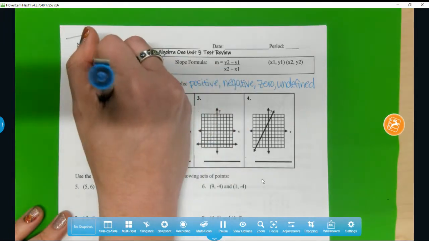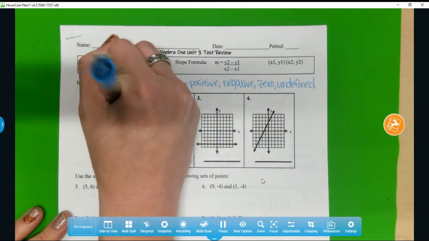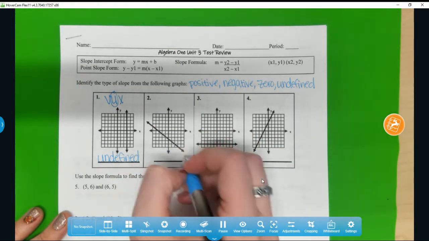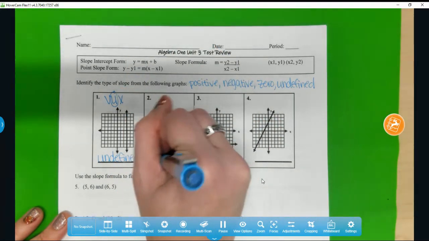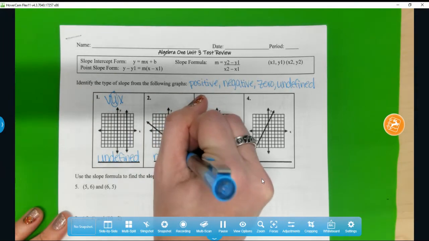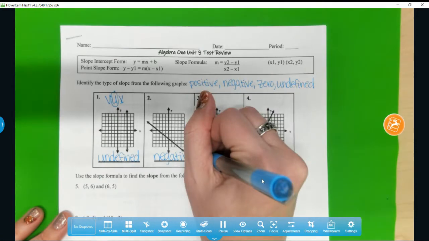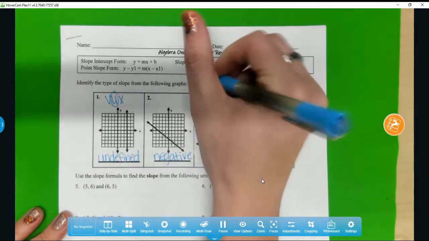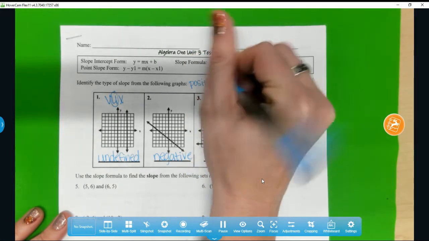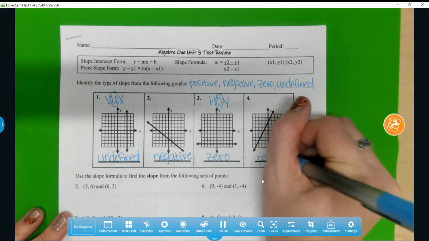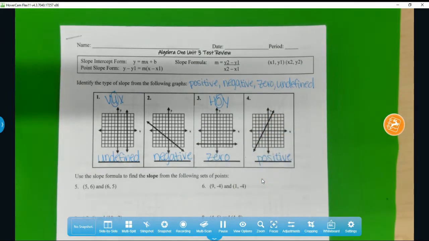Remember from the other day, that is our VUX equation. The U stands for undefined. This line's going down, so that is negative. This one is horizontal, so that is our 0 slope, because that's our HOY, which is 0. And then this one's going up, so that's positive.